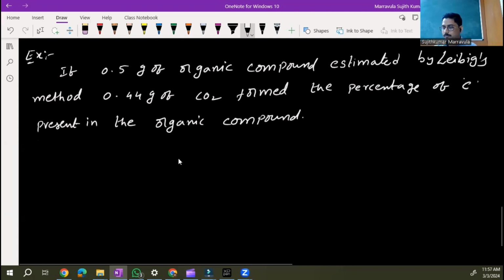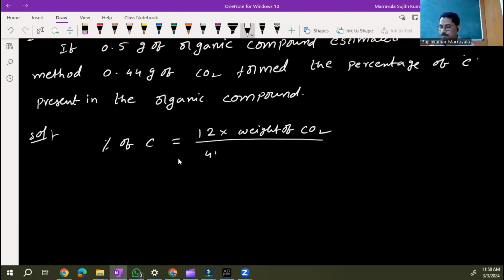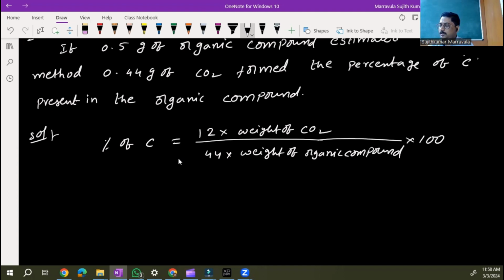It's a very simple question. We know that the percentage of carbon is equal to 12 into the weight of CO2, divided by 44 into the weight of organic compound, into 100. It's 12 for carbon, 2 for hydrogen. So very simple one, right?